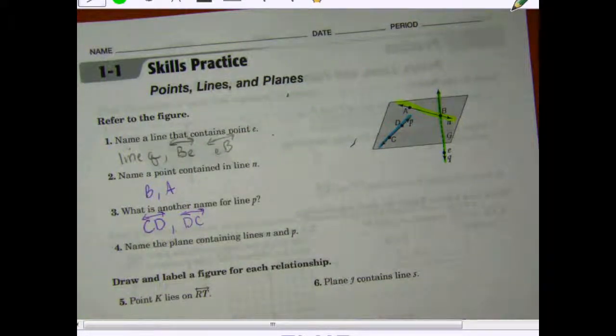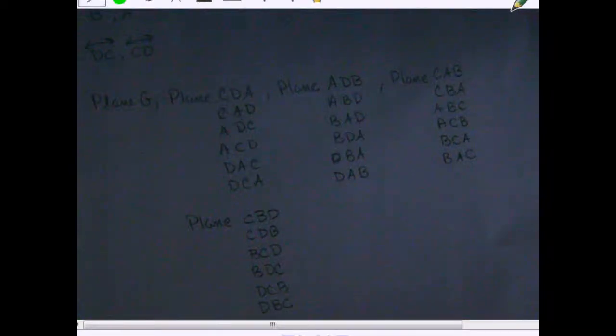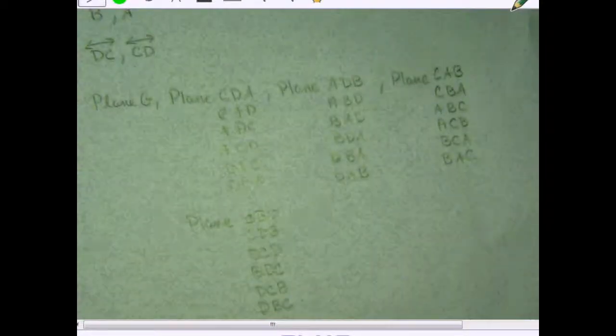Okay, now for the planes, let me see if I turn the light off if that's better. Oh, can you guys see that better? No glare, maybe? Hold on.